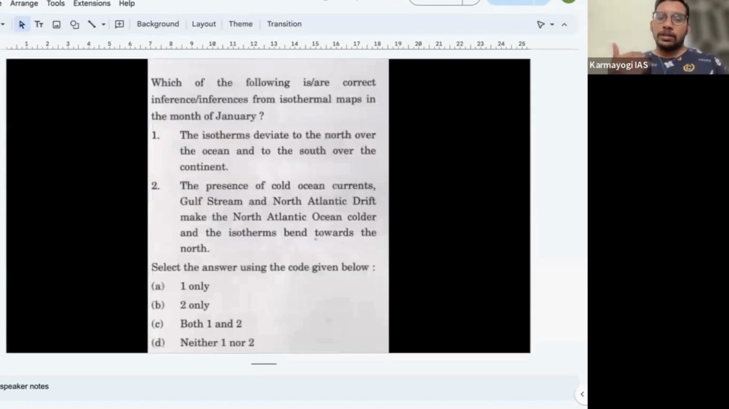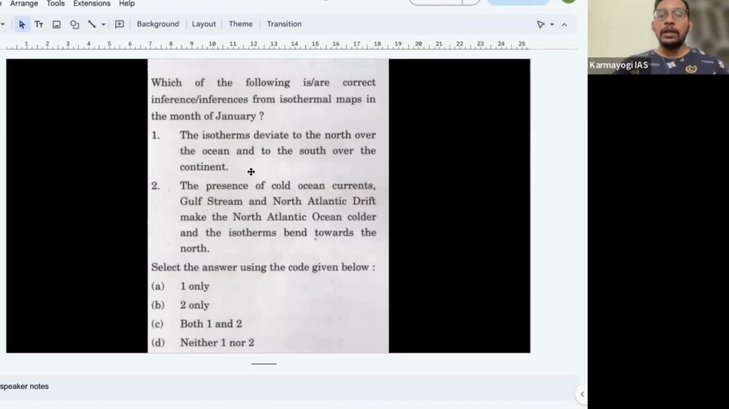Now let's see one question asked in the 2024 UPSC Civil Services Prelims this year itself, right? Which of the following is correct inference from isothermal maps in the month of January? In the month of January, northern hemisphere experiences winter and southern hemisphere experiences summer. Anyway, that does not matter here. Let's see. Isotherms deviate to the north over the ocean and the south over the continent.